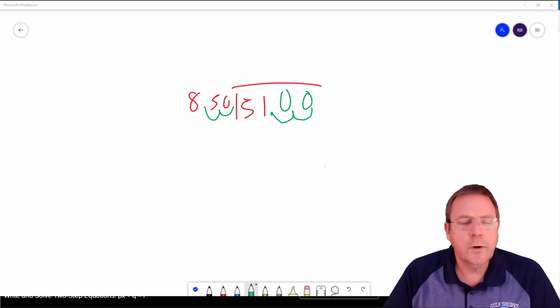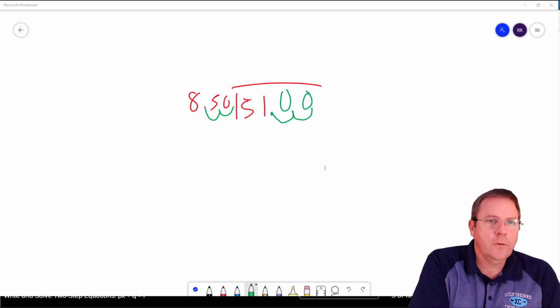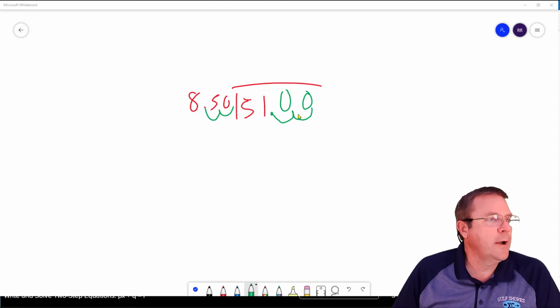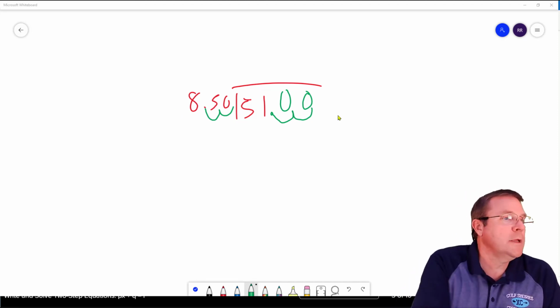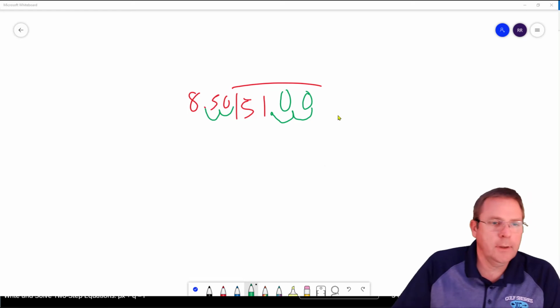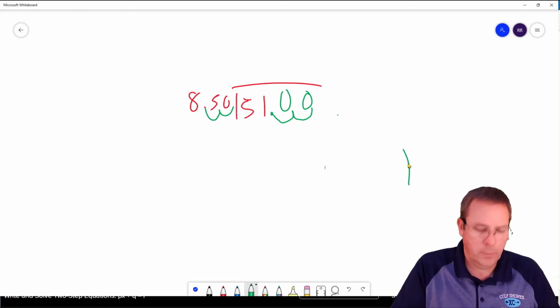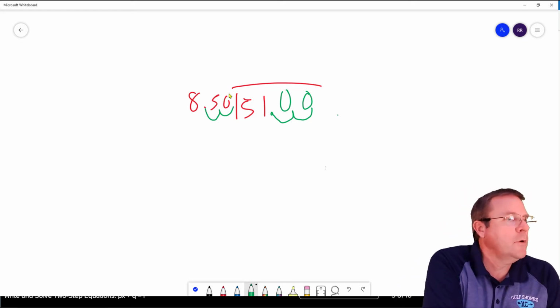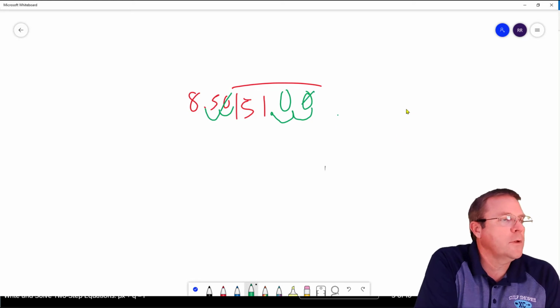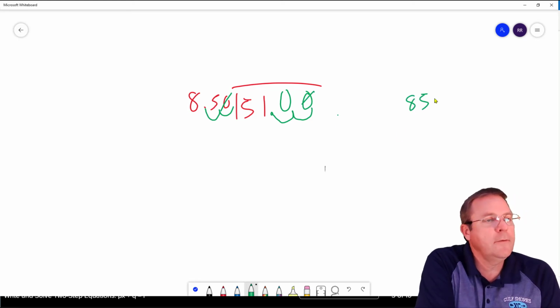Now there is another way to approach this problem because quite frankly I don't want to have to divide 850 into anything here. So instead, I'm going to get rid of the zeros on the ends of here, and that's going to end up giving me 85 divided into 510.